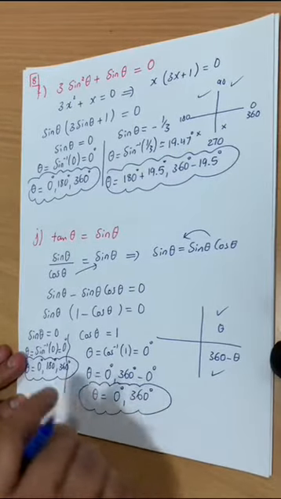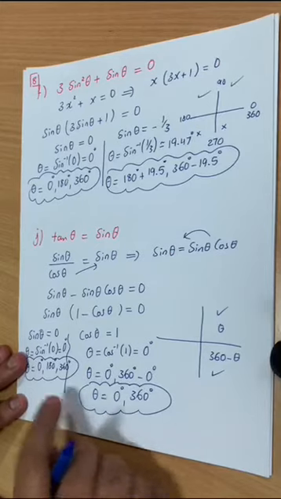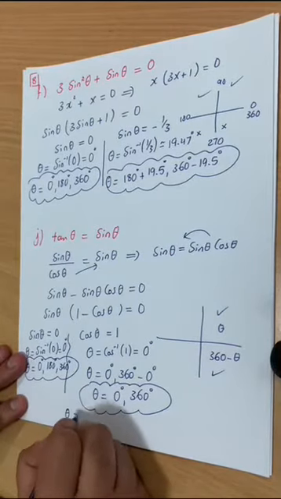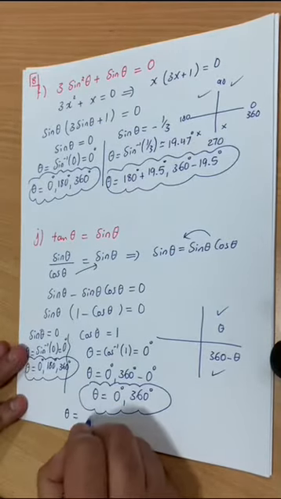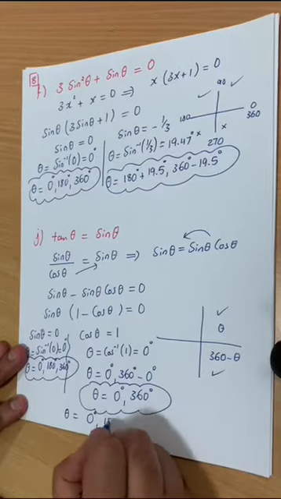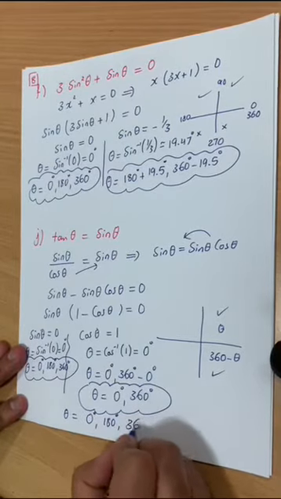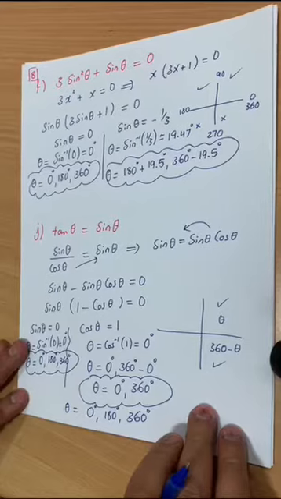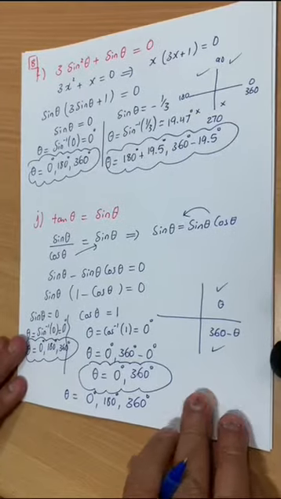As you see, 360 is repeated twice and even 0. So you can combine all of these answers into only three angles: 0, 180, and 360. Here is the answer.